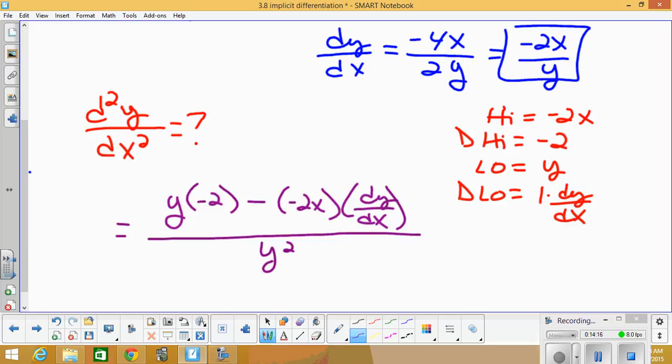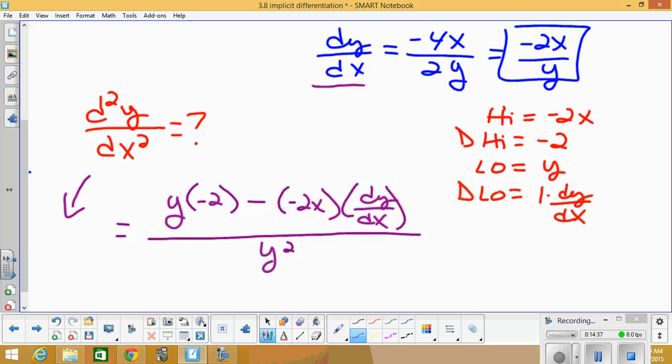So from here, I can simplify, but now I have this dy/dx in it when this is really what I need on this side. So the problem becomes, remember, taking the derivative of this, the derivative of dy/dx is d squared y over dx squared.